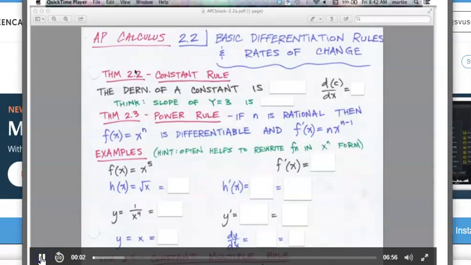Polynomials and rates of change. Today we're going to get out of that long process of doing the limit of the difference quotient. In math, a lot of times we start by learning the long way of doing something to gain an understanding of what it really means.